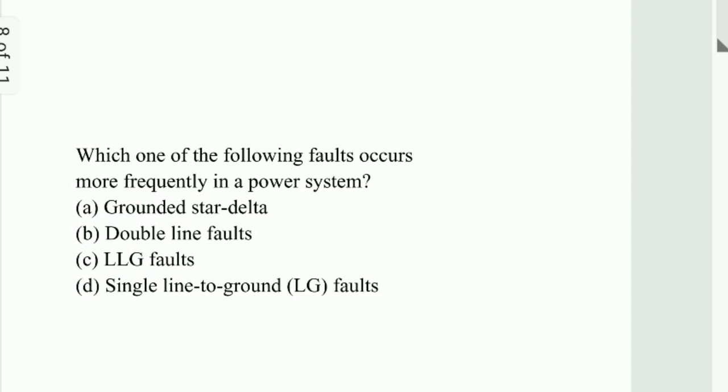Which one of the following faults occurs more frequently in a power system? Grounded star delta, double line faults, LLG faults, single line to ground faults. Guys, we all know the single line to ground fault is the most common fault, right? It happens more commonly.